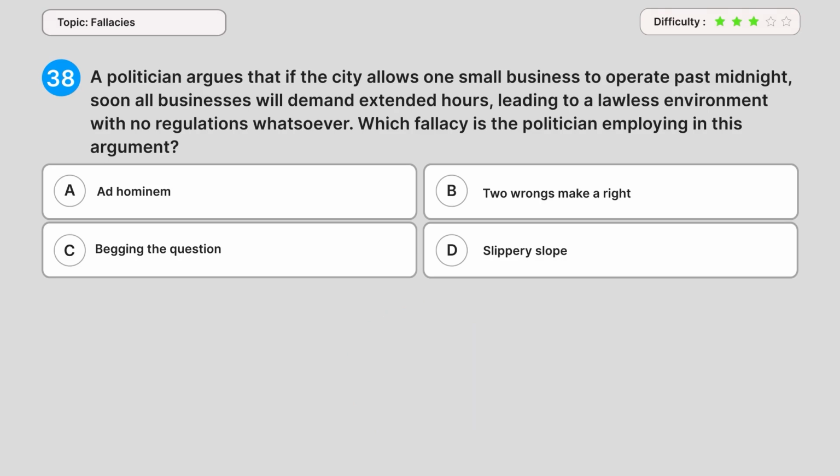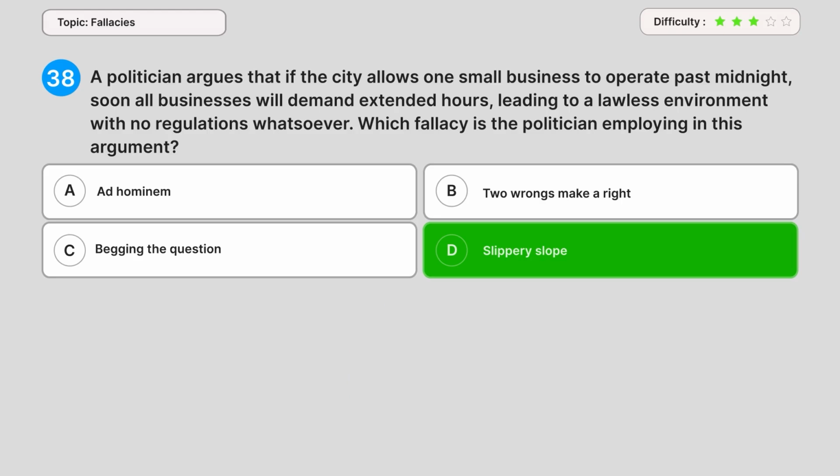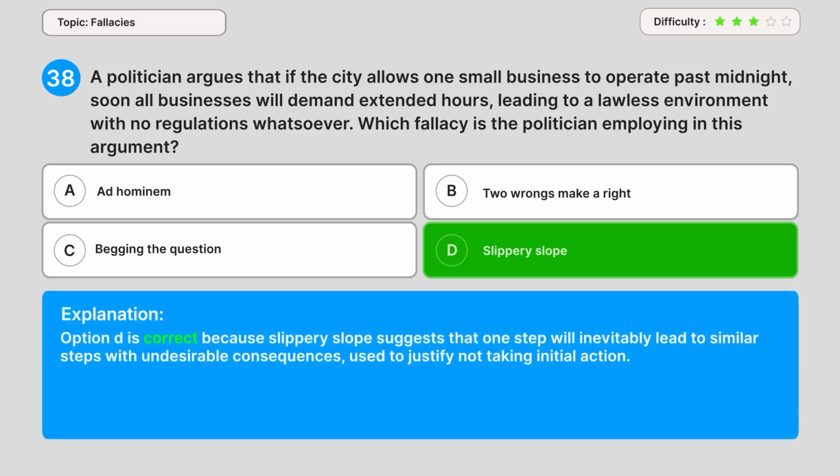Correct answer, D. Slippery slope. Explanation. Option D is correct because slippery slope suggests that one step will inevitably lead to similar steps with undesirable consequences, used to justify not taking an initial action.